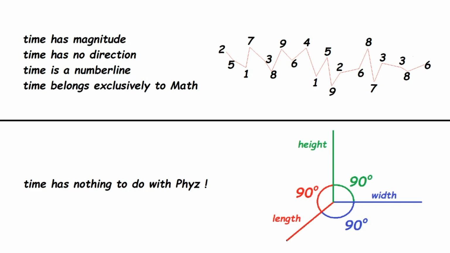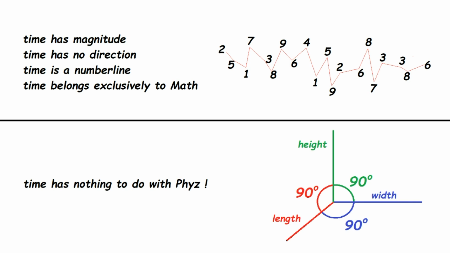And here we see the squiggly line, that's how time is. Time has no direction, it only has magnitude values, right? Could be seconds, minutes, years, whatever. Time is a number line. Time is not a dimension, coordinate, or vector. It's a number line. That's all they have in physics, and it has no direction.